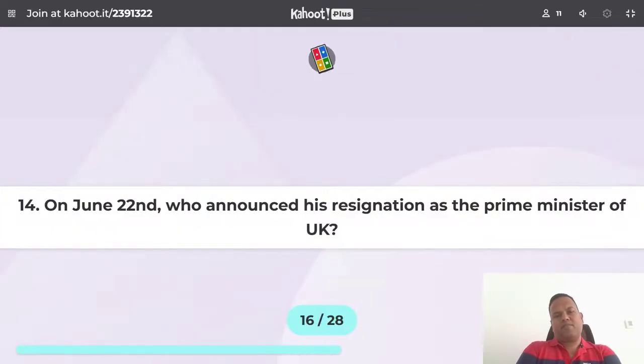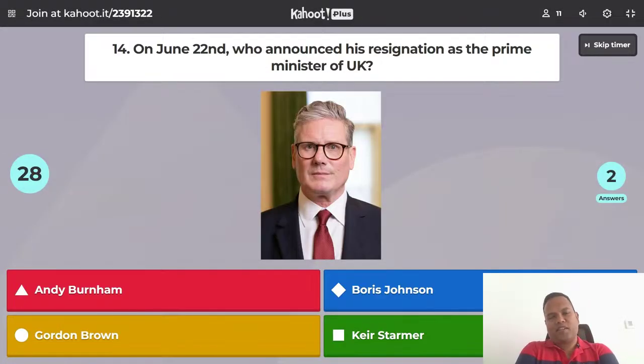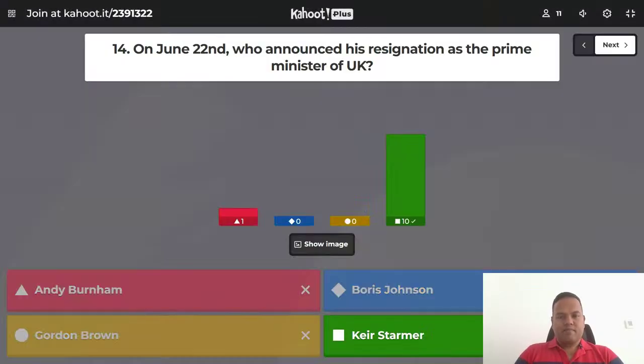On June 22nd, who announced his resignation as the Prime Minister of UK? So they still have not appointed a new one, but who is he? Is it Andy Burnham, Boris Johnson, Gordon Brown, or Keir Starmer? Who is the gentleman who is still technically the Prime Minister, but announced that he will be resigning from his post? It is indeed Keir Starmer.